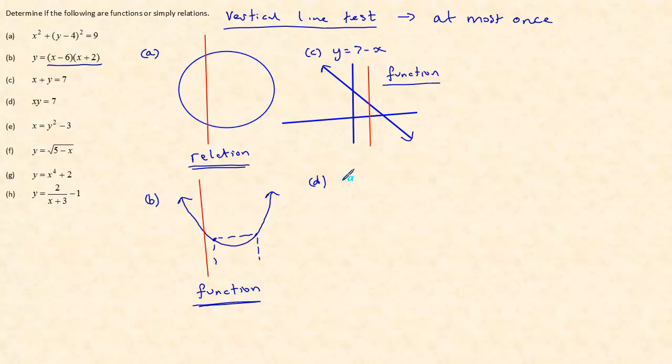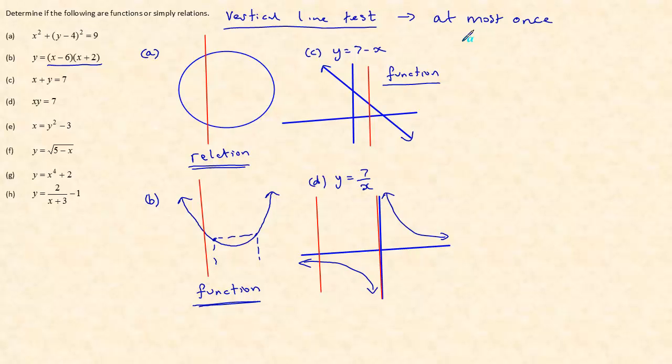D, we have xy is 7, which can be rearranged to y equals 7 over x. So that's going to be related to 1 over x. We know what that looks like. So we know that's going to look something like this. Thinking about dragging a vertical line across there, it's going to cut once everywhere except when it's actually on the axis, in which case it won't cut at all, but that's fine. We're allowed to cut not at all with the vertical line test. So this one is a function.